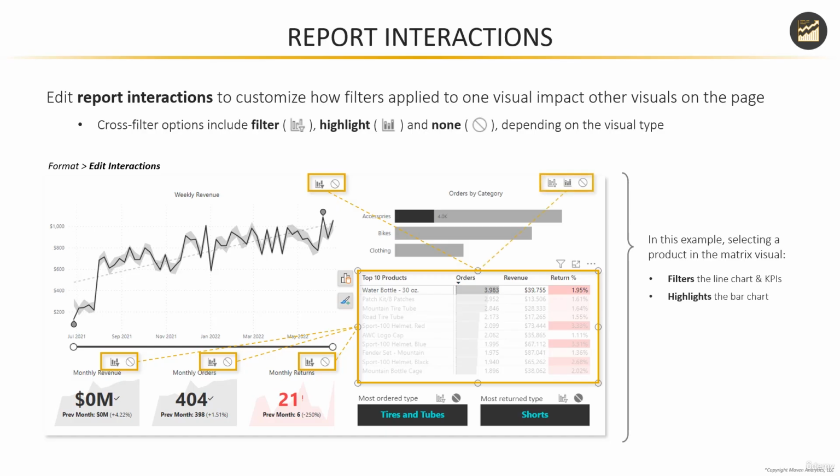It's going to highlight the bar chart, which instead of completely filtering the chart for that particular product, instead shows us the proportion of volume that that product accounts for as part of the whole. And last but not least, selecting a product doesn't impact the text cards below the matrix.